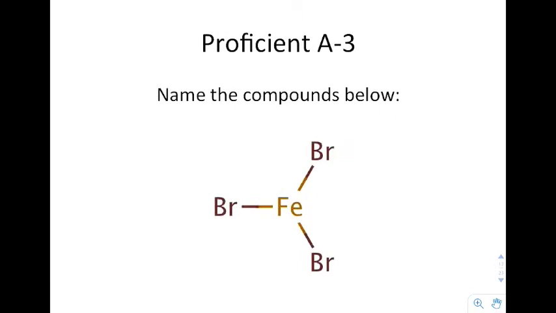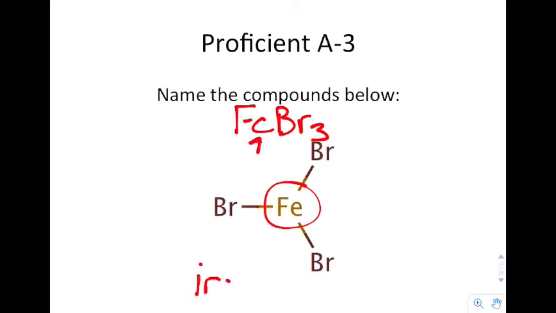It says name the compound below. So the first thing I need to do is I need to identify which one of these is positive. And this right here is my metal. So I would say that first it's going to be FeBr3. That's my chemical formula. And so now I would name this. I name this as iron using my periodic table. Iron is a transition metal, so I'm going to have to specify its oxidative state or its charge. Oxidative state is just another word for charge.